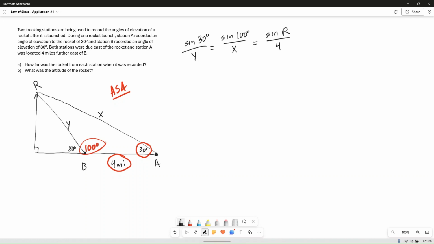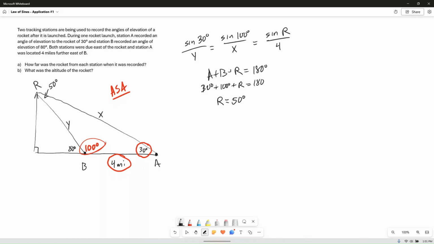Okay, and again, that's not hard. We know that the sum of the three angles has to be 180 degrees. So A plus B plus the R angle has to be 180 degrees, and we already know A is 30 and B is 100. So 30 plus 100 degrees plus R has to be 180. If we subtract that and solve for R, we get R is 180 minus 130, which is 50 degrees.